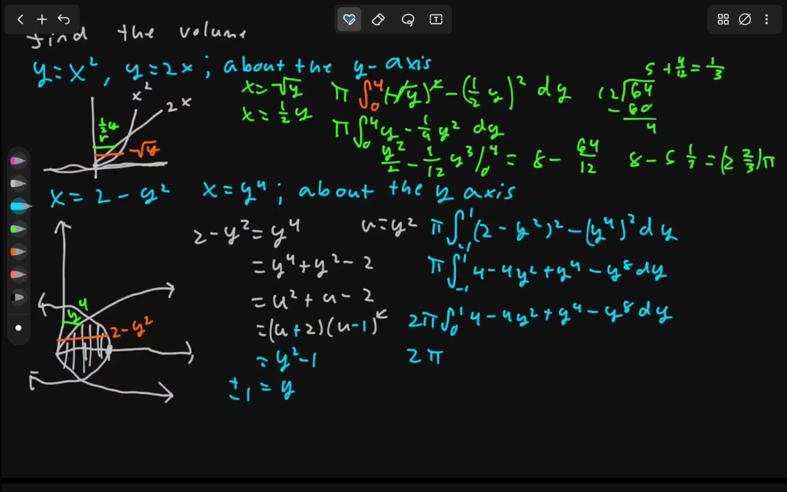Now, doing the calculus, you get 4y minus 4/3 y cubed plus y to the 5th divided by 5 minus y to the 9th divided by 9. Alright, evaluated from 1 to 0. So we get 2 pi times 4 minus 4/3 plus 1/5 minus 1/9.